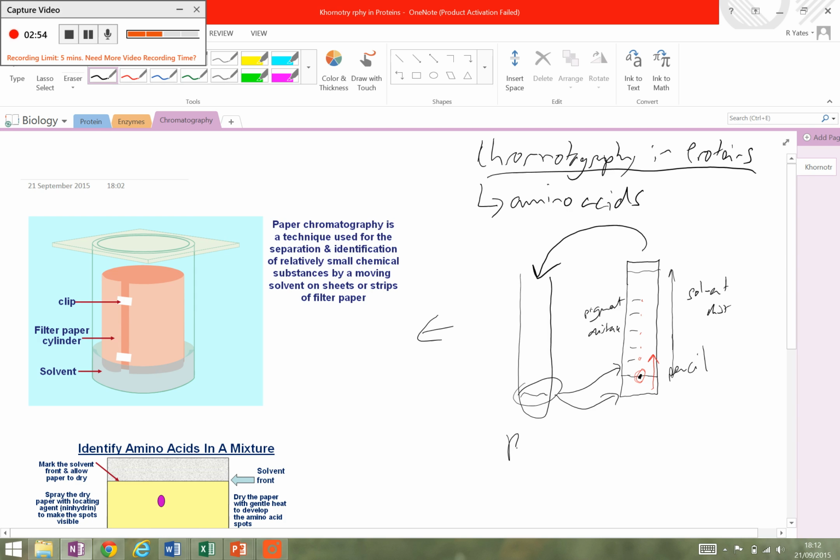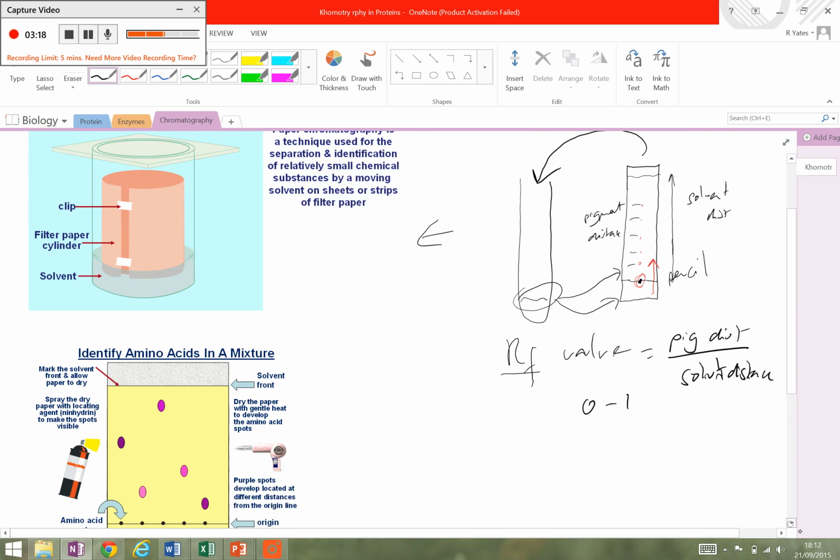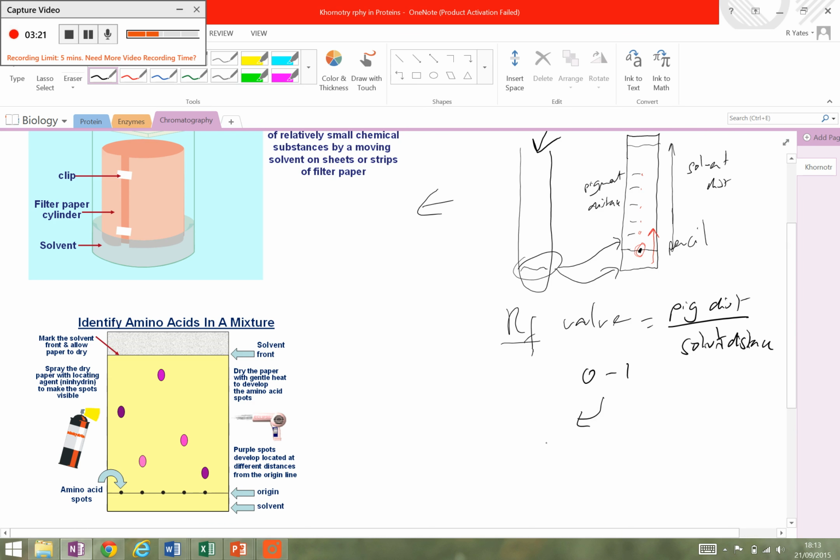Okay, you can work out what's called an RF value. It stands for retardation factor value. So all you do is you take your pigment distance, and you divide that by your solvent distance, and you get a value between 0 and 1. In order to find out what that pigment is, you can then go to the table of RF values and basically just compare against that, and you should be able to find the value that you've got on there.